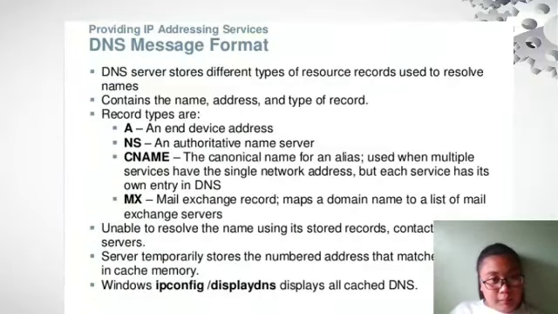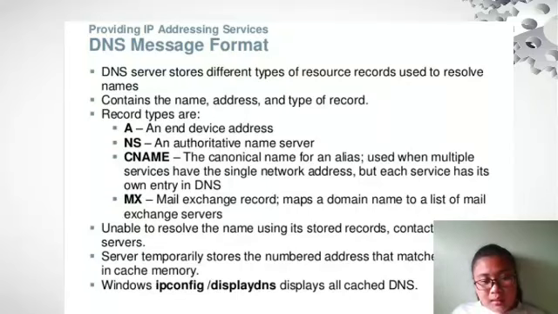DNS service format. DNS service stores different types of resource records used to resolve names. They contain the name, address, and type of record. Record types are: A, an end device address. NS, an authoritative name server. CNAME, the canonical name for an alias, used when multiple services have the single network address but each service has its own entry in DNS.